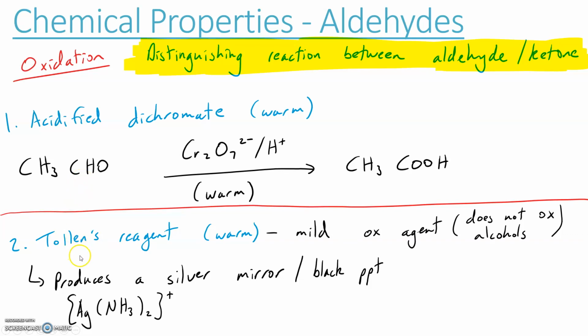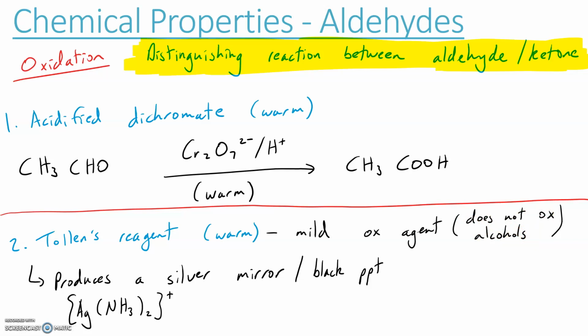A common way of distinguishing between an alcohol and an aldehyde is to use a reagent called Tollens reagent. Tollens reagent is a mild oxidizing agent. It's weak, but aldehydes are easily oxidized. So a Tollens reagent will oxidize an aldehyde, but it's not strong enough to oxidize an alcohol. So it's a way that we can distinguish between an aldehyde and an alcohol.